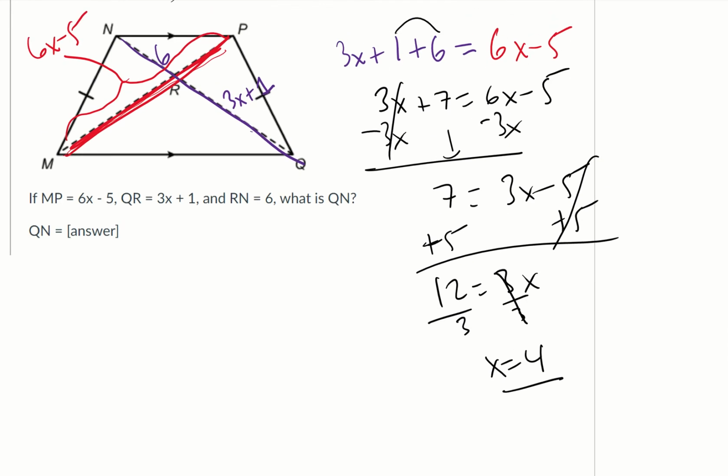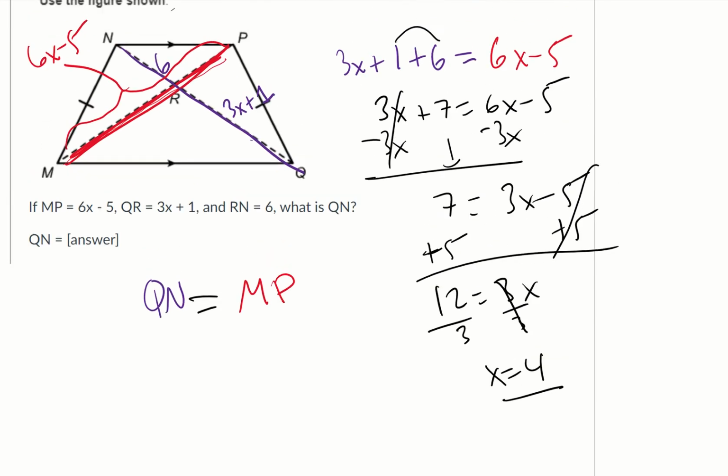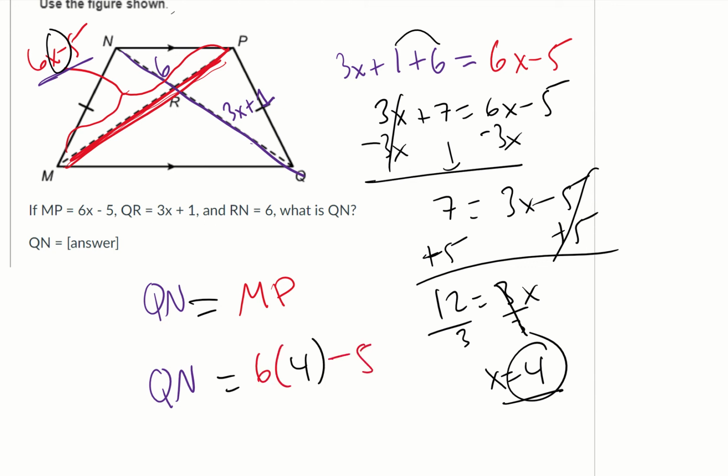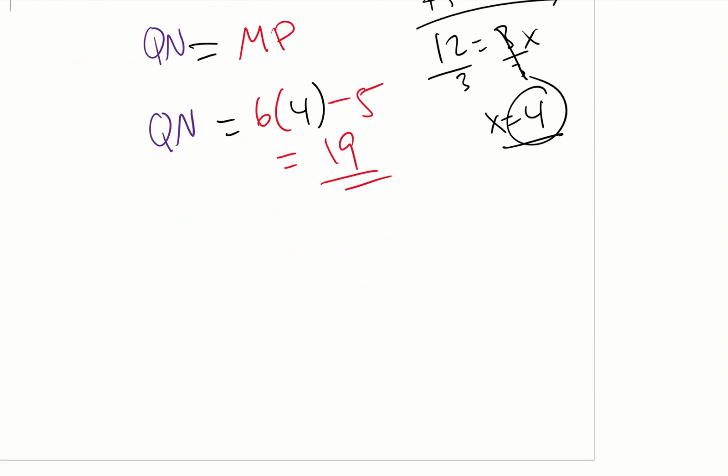And then we know we want to find Qn. But we already know that the purple, which is Qn, is equal to the red, which is MP. So if we know MP, we know Qn. And in fact, we do know MP. MP is 6x minus 5. So I'm going to take my x here and plug it in there. Let's see here, Qn, I can just plug it into the red. So 6 times the x value that we got, which was 4, minus 5, which is in this case 24 minus 5 is 19. And that should be the same for the red and for the purple.